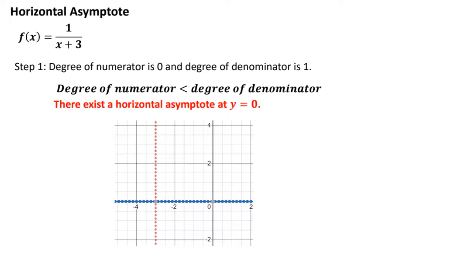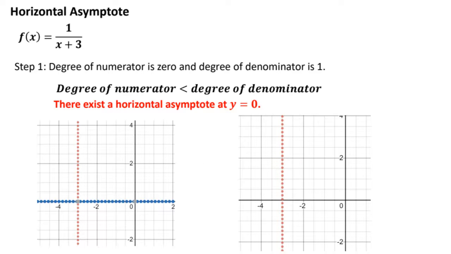Okay, so then we represent asymptotes as dashed lines. We have our vertical asymptote here in red or pink as a dashed line at x equals -3. We have a horizontal asymptote represented here in blue as a dashed line at y equals 0.